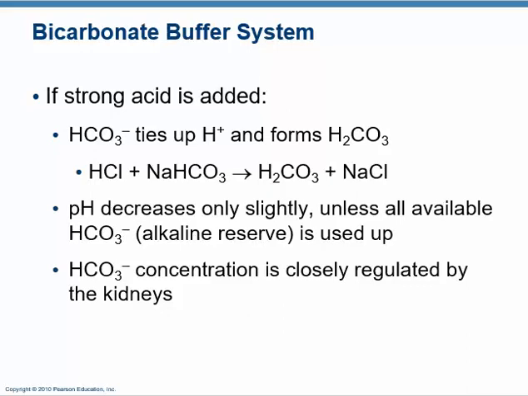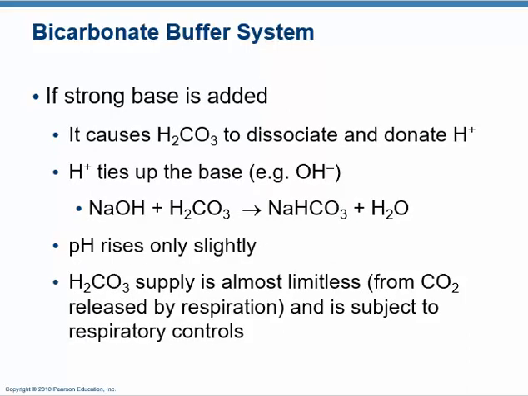So really what happens is carbon dioxide as carbonic acid dissociated is the weak acid and will associate if there's extra hydrogen, dissociate if there's not enough. Right. Carbonic acid is almost limitless because carbon dioxide is released by respiration. And we can control it by respiratory measures. You breathe more and you lose more. You breathe less, you retain more.